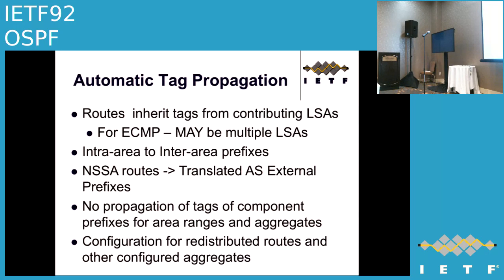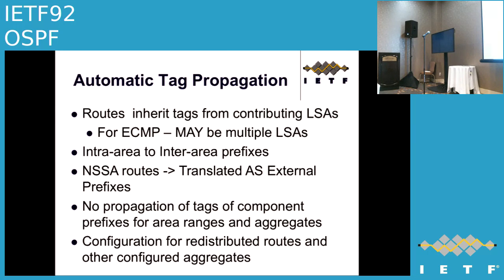Again, the tags should be propagated across area boundaries. Generally, the way implementations do this is for the routes that go into the local RIB, you keep track of one or more tags, and then those are the things that get propagated. Same with inter-area, and if you have an NSSA translation to an external route by an ABR, you propagate the tag. And again, for area ranges, of course, you're not going to propagate the tag because you can have more than one constituent route.